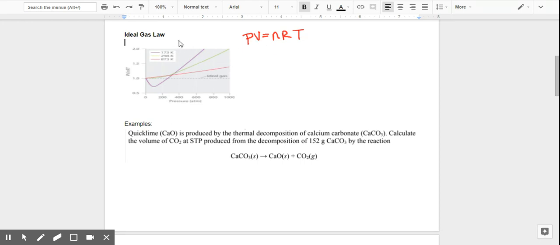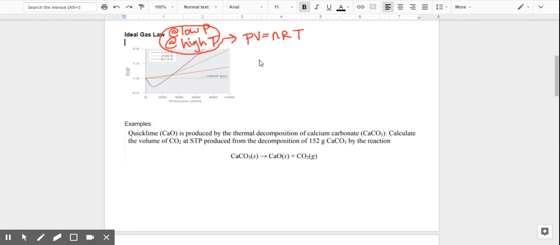When we say gases behave ideally, there are two pieces of criteria that must be met. At low pressures, gases behave ideally, and at high temperatures, gases behave ideally as well. Both of these things must be met in order to use PV equals nRT. This is something we haven't discussed yet.